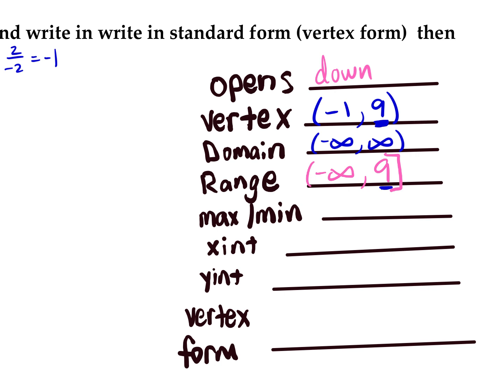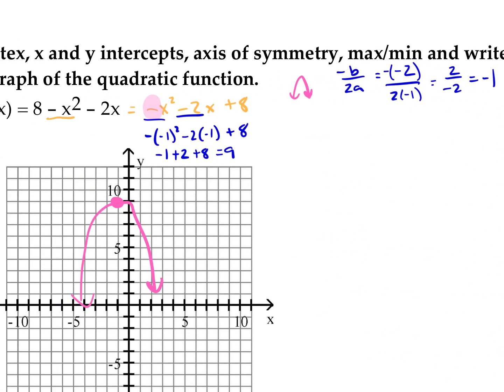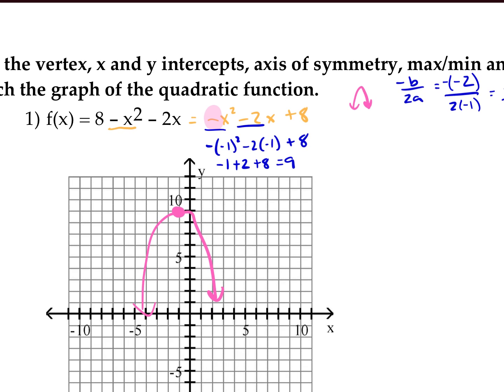Now, since our graph opens down, the vertex is at the maximum. So we have a maximum, and it's always y equals whatever your y value is. So our y value here was 9, so it's y equals 9. Next, we need our x-intercept. So x-intercept is when y is 0. So we change y to be 0. So in my equation, I'm going to make y 0.